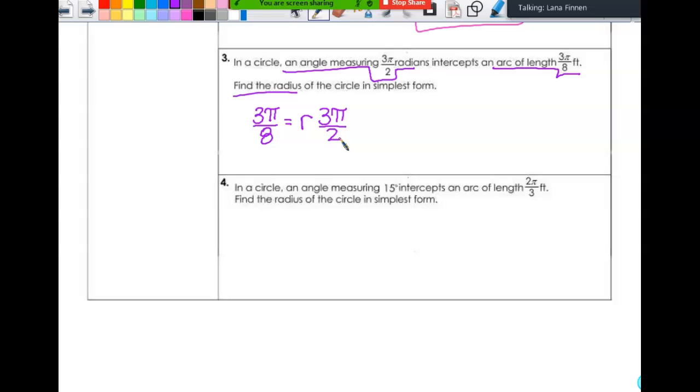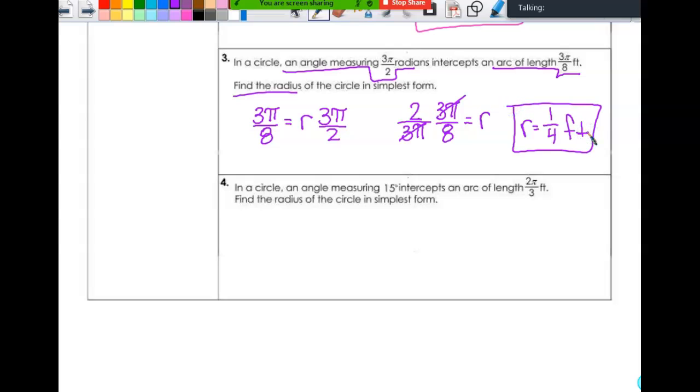So I want to get R by itself. What would I do to get rid of that 3 pi halves? Multiply by the reciprocal. Beautiful. So the reciprocal of this is 2 over 3 pi. I'm going to multiply that by 3 pi over 8. That's equal to R. The 3 pi's cancel out. R is 1/4 what? Feet. Everybody good? Okay. Any questions? Got to have some fraction knowledge.